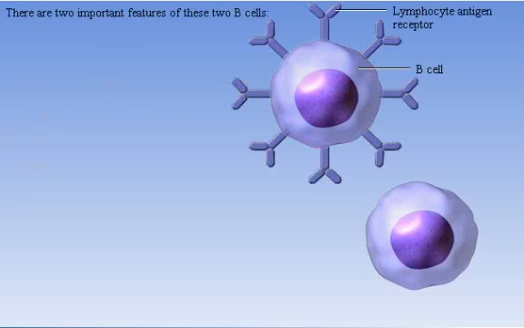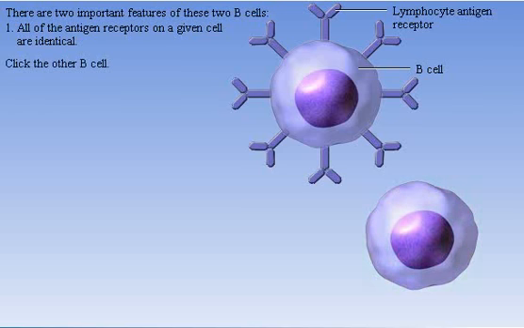There are two features that you should observe about these two B cells. First, all of the antigen receptors on a given cell are identical. Now click the other B cell.